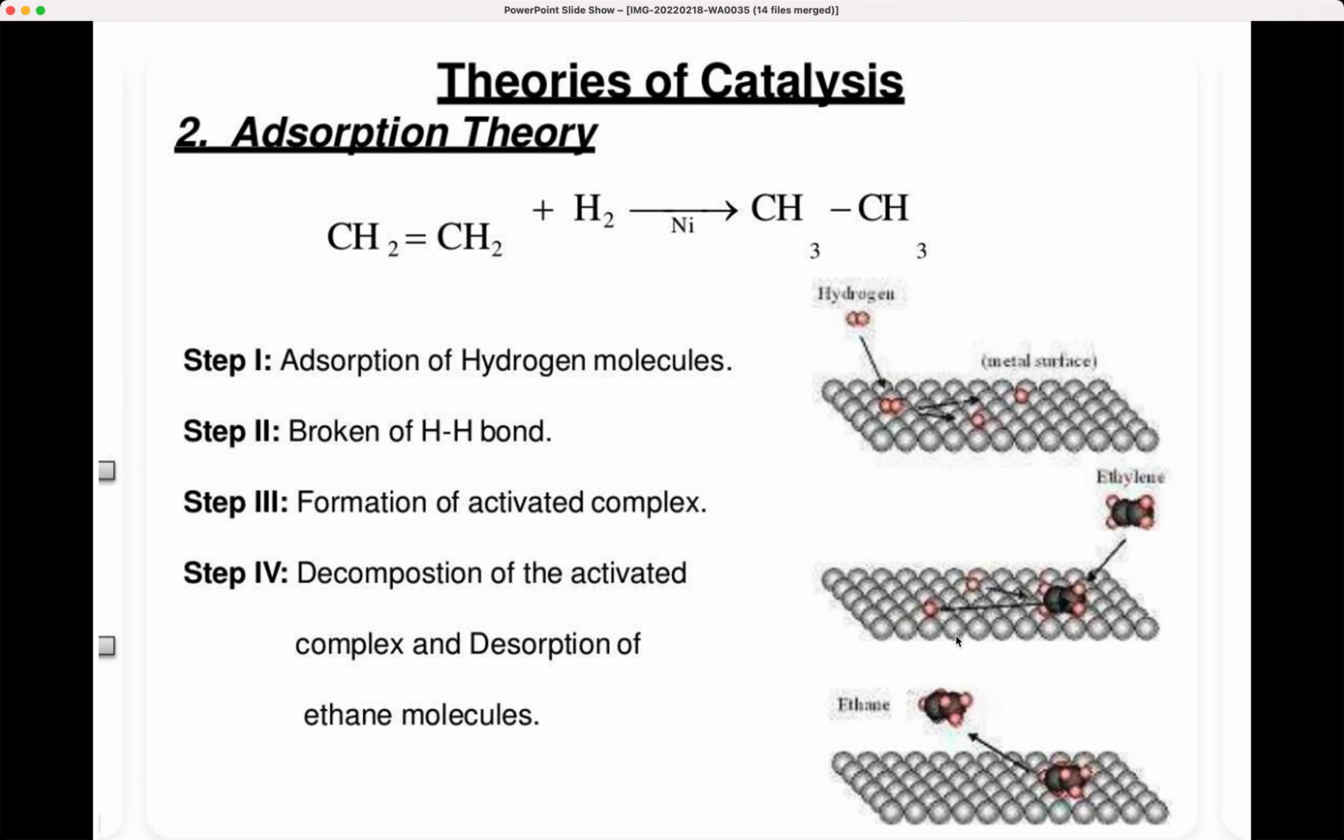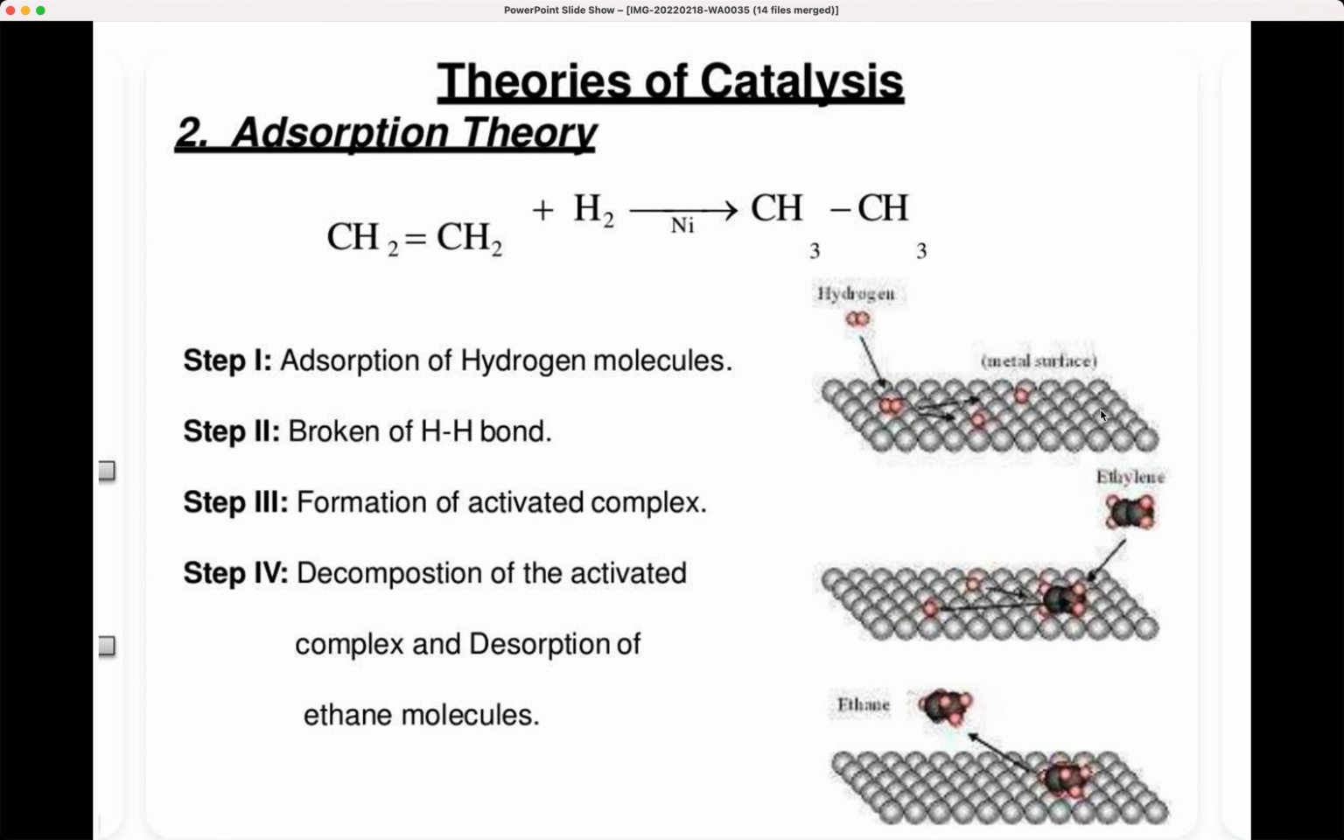Now next we have to look at the theories of the catalysis. First is adsorption theory. It's very simple. Then you can see here CH2 plus hydrogen in presence of nickel gives CH3. And you can see over here a hydrogen is getting adsorbed. Already we talked about adsorption in surface chemistry. You can go through that particular unit to understand the concepts of adsorption.